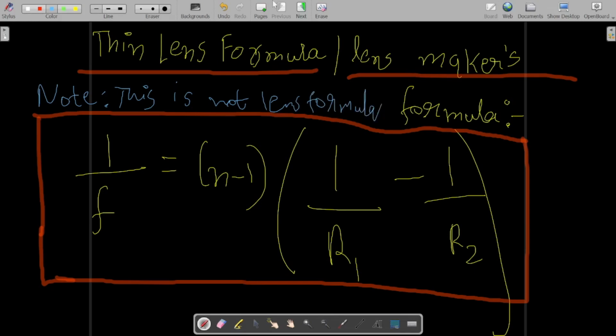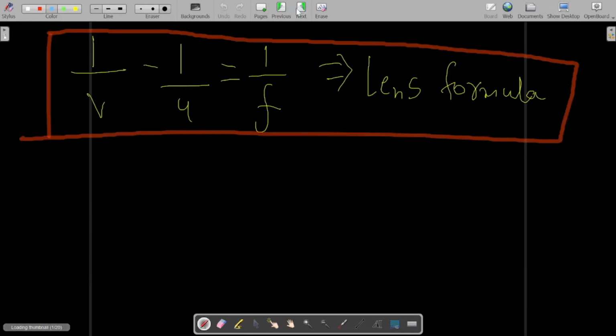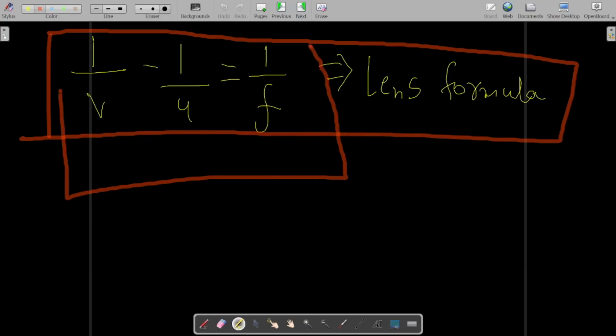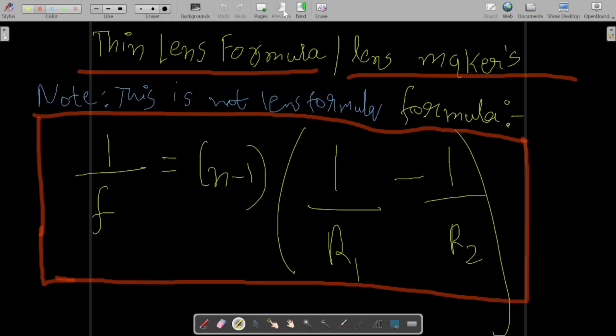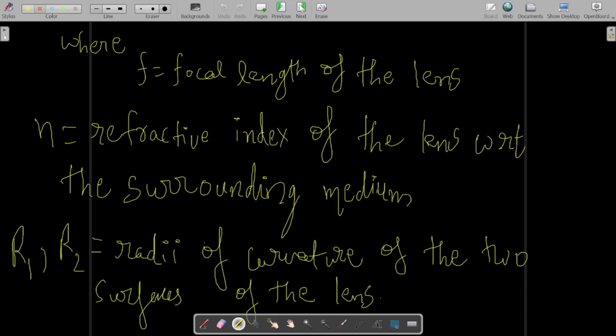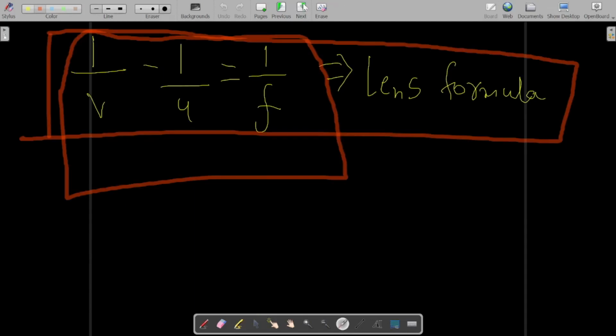If we talk only about the lens formula, then which formula will come? This formula will come instead of that. This formula will hold good then. So these are the things you have to take special care about. 1 upon V minus 1 upon U is equal to 1 upon F, which is your lens formula.